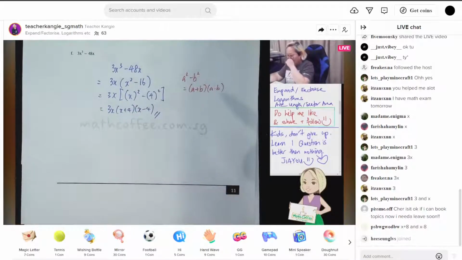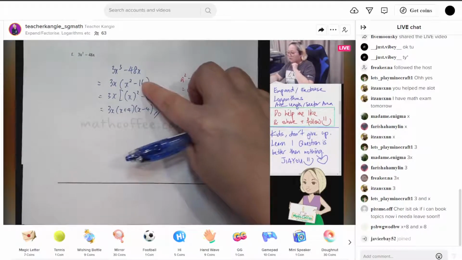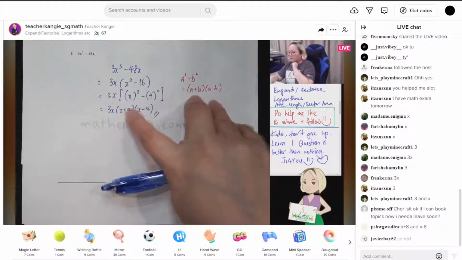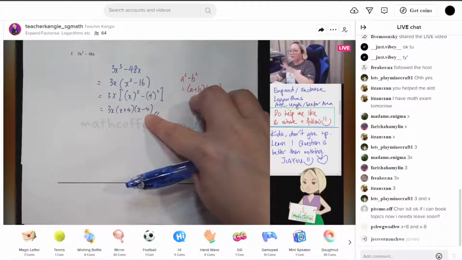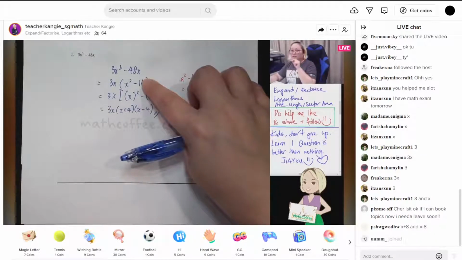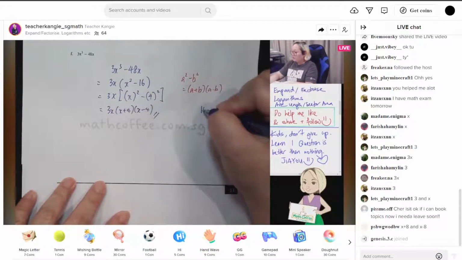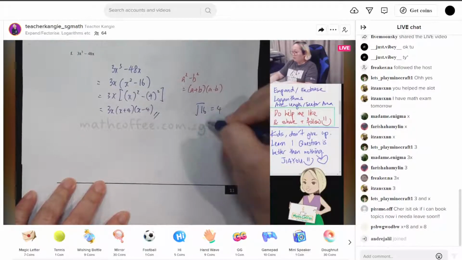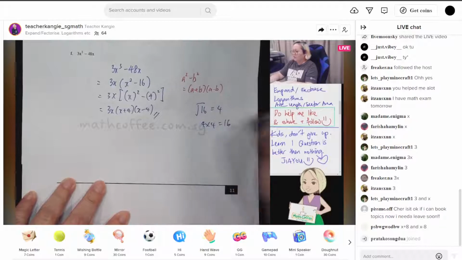Done. No, it's not 8. It will be 4, because 4 times 4 gives you 16, not 8 times 8. 8 times 8 would be 64. If this one is 64, then it will be x plus 8 and x minus 8. But this is 16, so you have to find the square root of 16. It's 4, because 4 times 4 is 16.